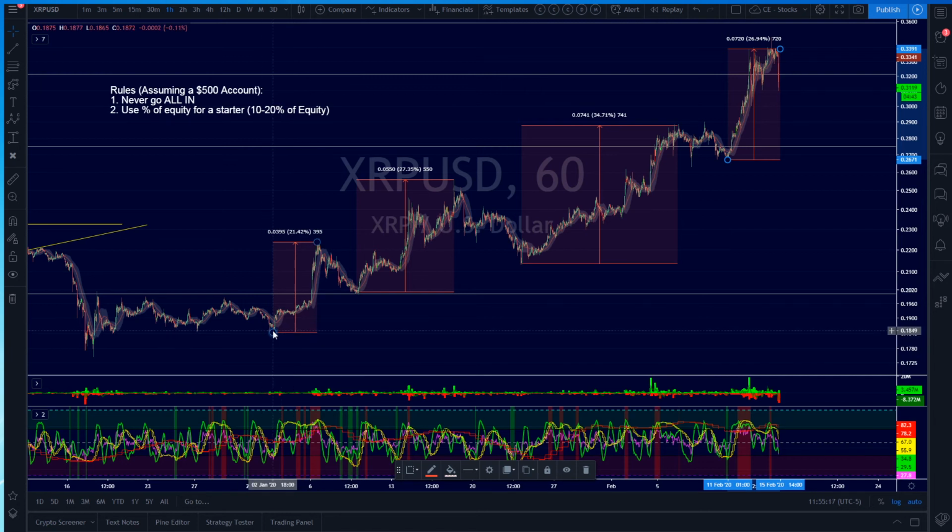So you buy 1,000 shares here, you sell 1,000 shares here for a 21% USD profit. When it comes back, you buy the same amount that you bought down here. You buy 1,000 shares, you sell 1,000 shares. And rule number 1, never go all in on a trade. That is a surefire way for you to be reckless and for you to lose money.